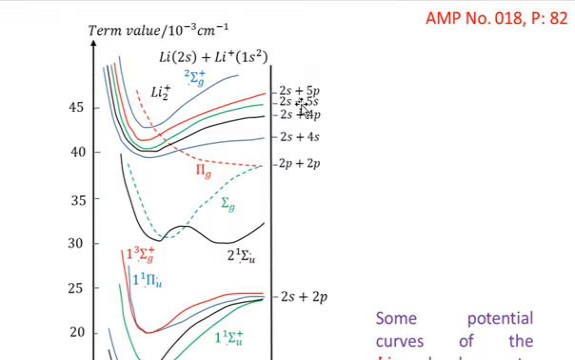And you know that these are the individual separated particles. When R is very large, the molecule will split up into individual atomic particles, for example 2p, 2p, 2s plus 4s, 2s plus 4p, 2s plus 5s, 2s plus 5p, and so on.